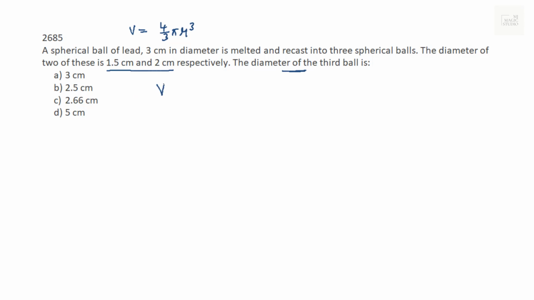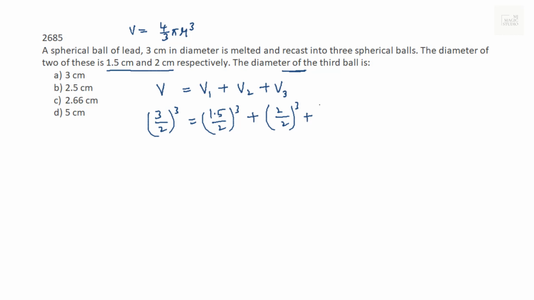Now here we can say the volume of the initial ball is equal to the volume of the 3 balls which are recasted. 4 by 3 pi, the common factor, cancels out. So here we have 3 by 2 whole cube equals, radius of the first one is 1.5 by 2 whole cube plus 2 by 2 whole cube, and let the diameter of the third one be d, then it is d by 2 whole cube. We just need to solve this and find the value of d.